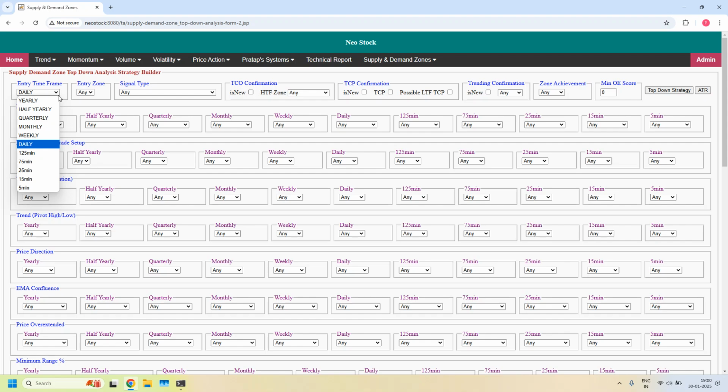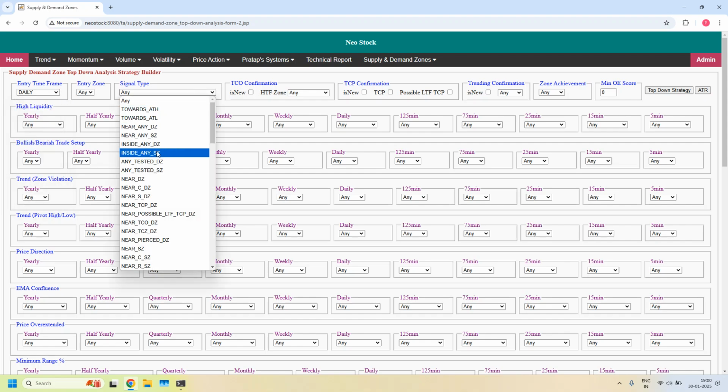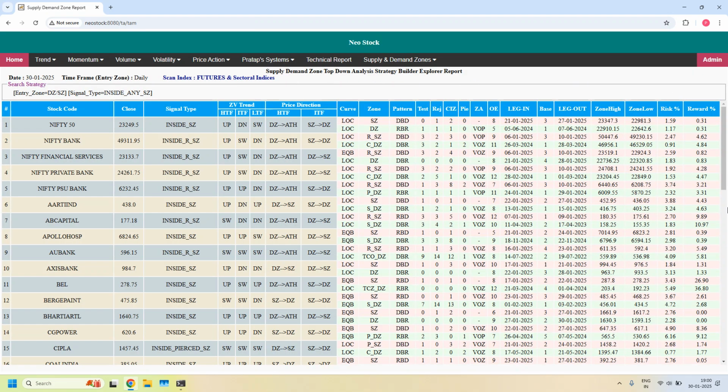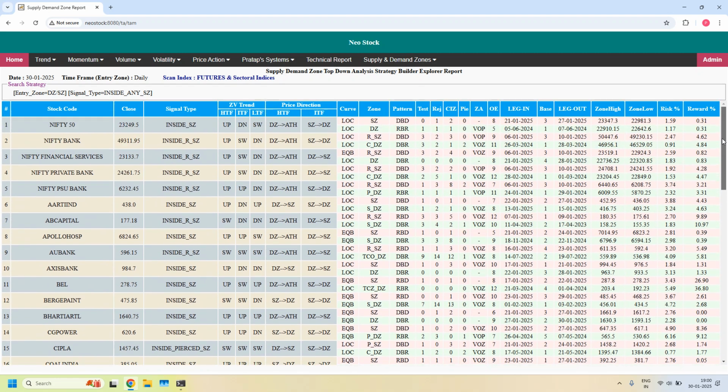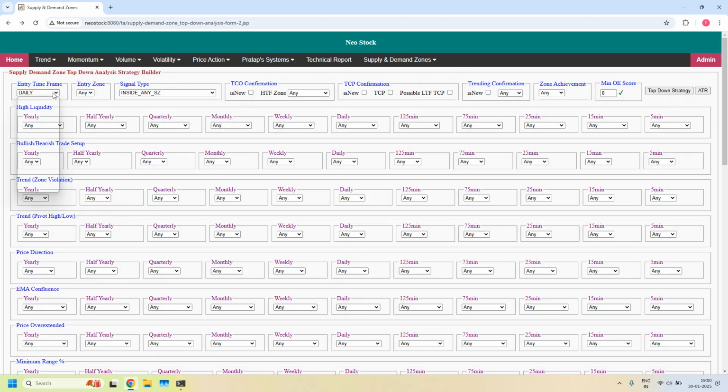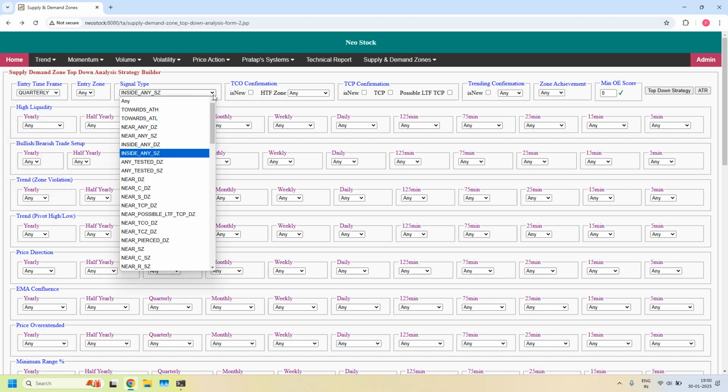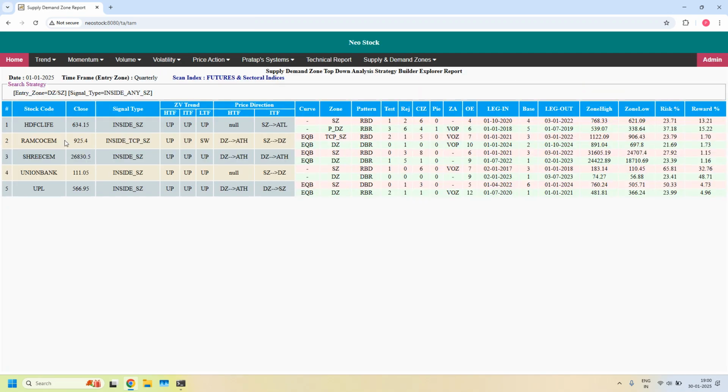Okay, next, quarterly time frame. Price closed inside quarterly supply zone. We got 49 stocks. Sorry, this is daily. Let me change it to quarterly. Quarterly time frame. Price closed inside quarterly supply zone. We got 5 stocks. That's what I'm wondering. How come big list we got? So these 5 stocks are currently closed, price closed inside the quarterly supply zone.